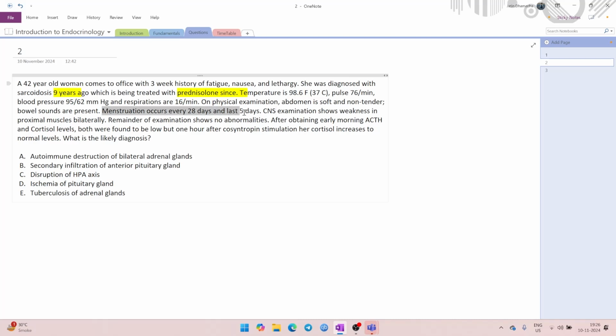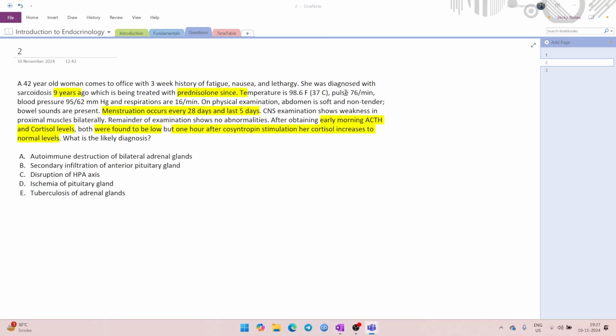One additional piece of information here is that menstruation is happening at regular 28-day intervals and lasts 5 days. CNS examination is similar, with bilateral proximal muscle weakness. You did early morning ACTH and cortisol levels, and both were found to be low. But 1 hour after cosyntropin stimulation, her cortisol increases to normal levels. So, what is the most likely diagnosis?